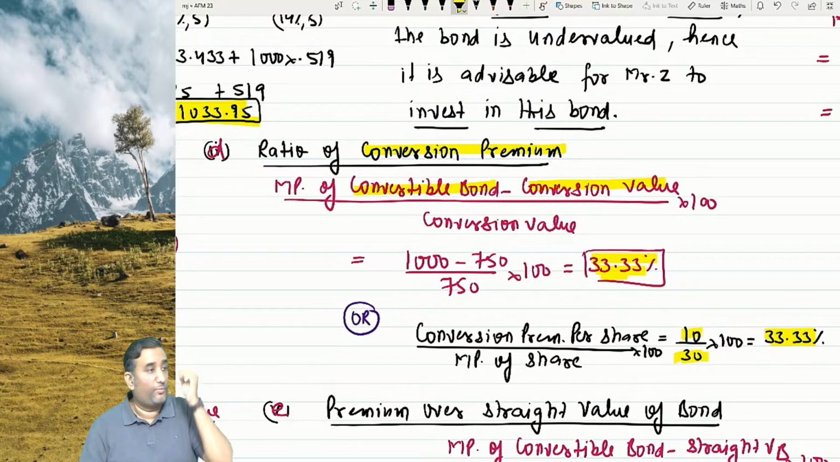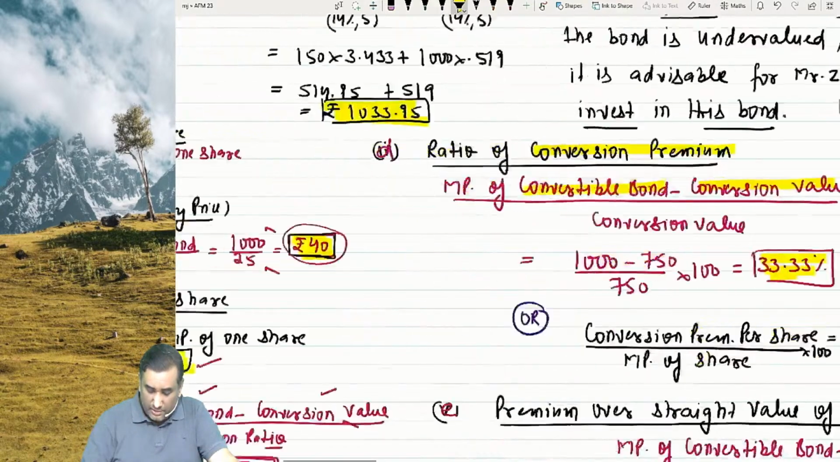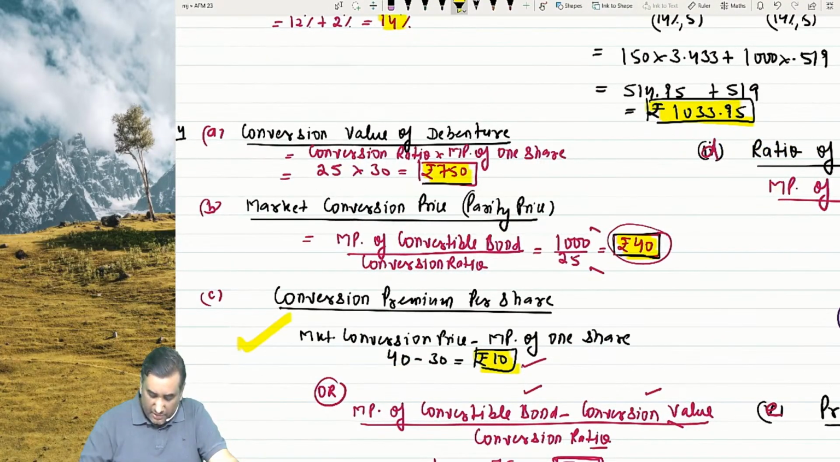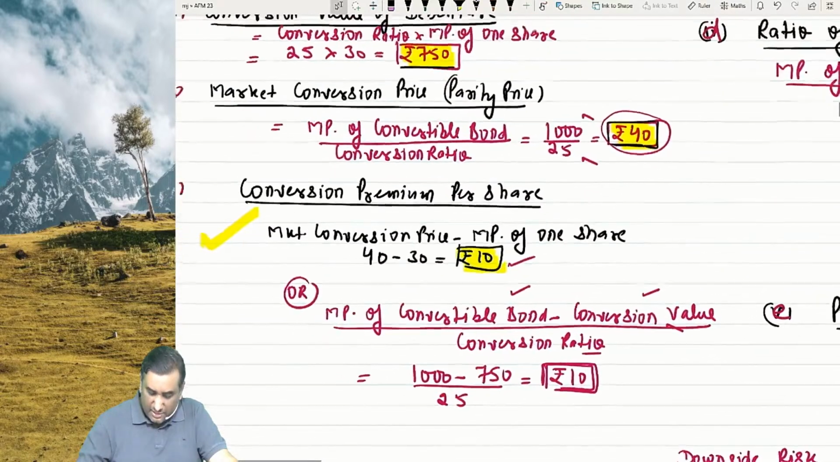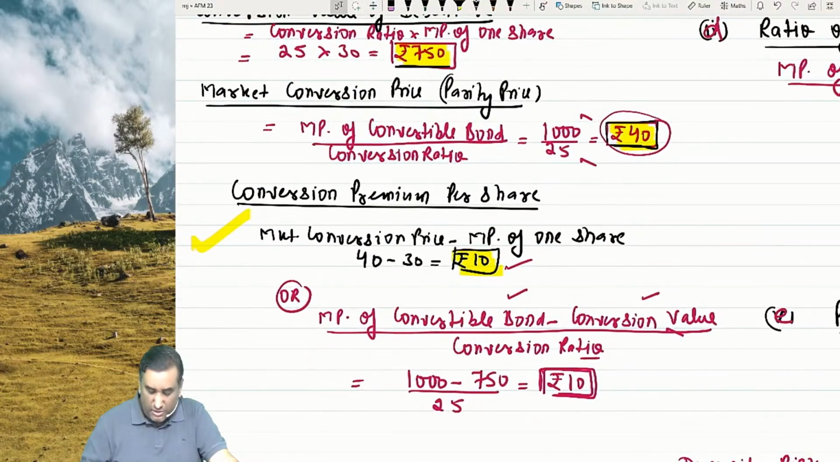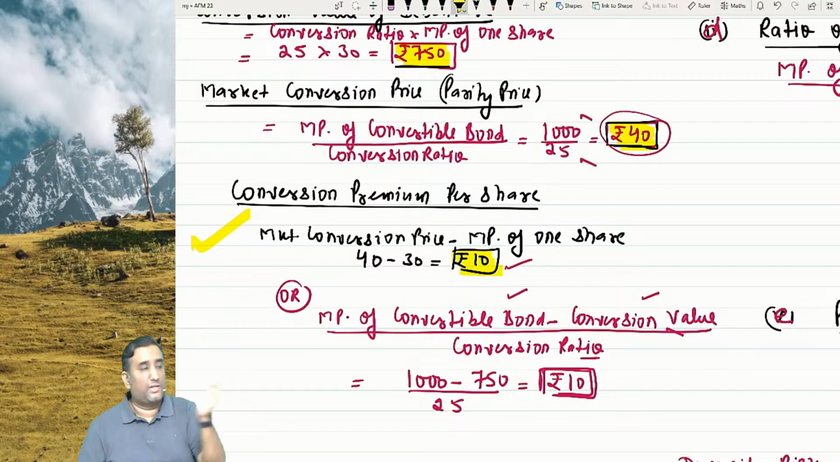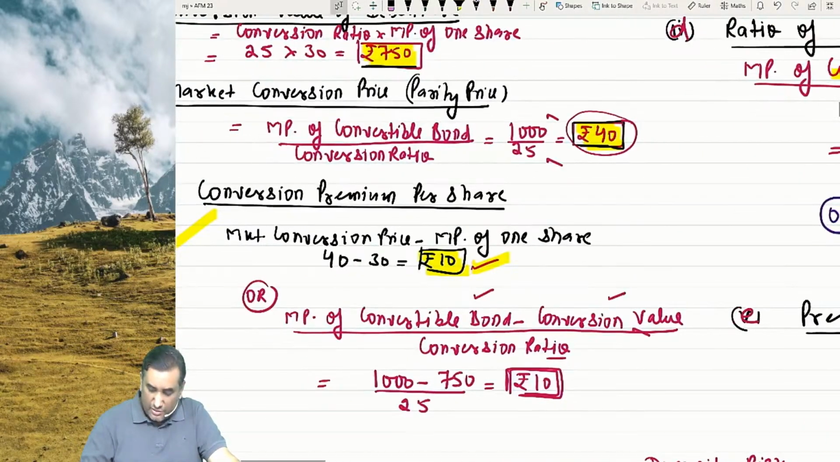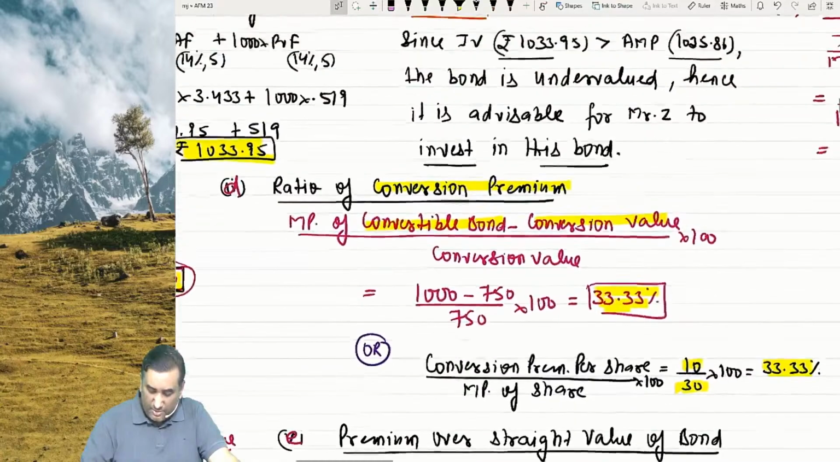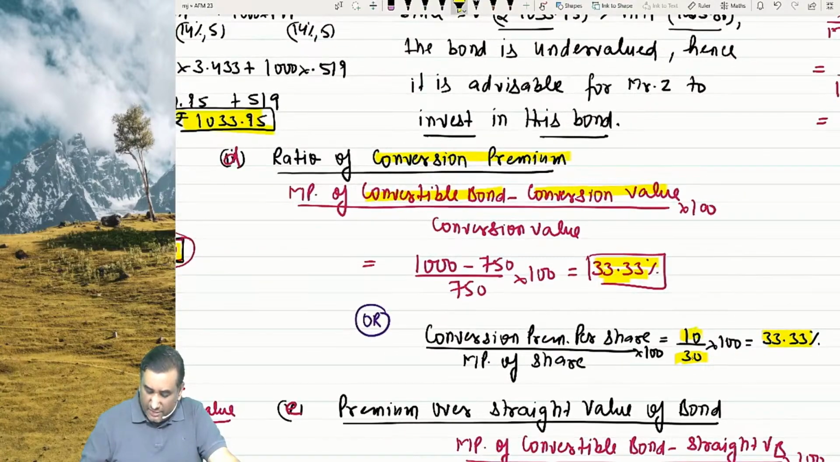I think one formula would be given in the answer. If you want to put the second, it's up to you. In this case also, I think the first one was given. Conversion premium per share can come as total divided by number of shares. Basically, you calculate total or individually. Similarly, in the case of ratio of conversion premium, it's conversion premium per share divided by the market price, or the convertible bond minus the conversion value divided by the conversion value, which comes to 33.3.